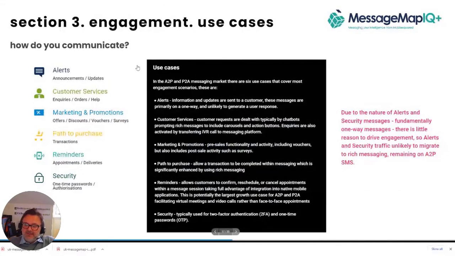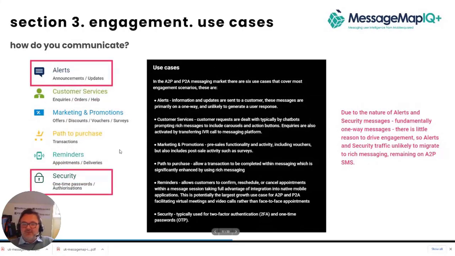The next thing to really understand as you start to develop the engagement is what are you going to communicate? So we typically break things down into 6 categories. So alerts, customer service, marketing and promo, path to purchase, reminders, and security. Now, of these, alerts and security will never really drive engagement. They're very much a one-time unilateral message. You wouldn't expect the consumer to reply to that. So then you're really left with 4 categories in terms of engagement.